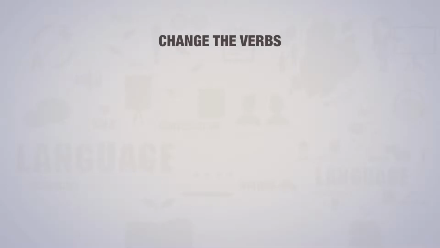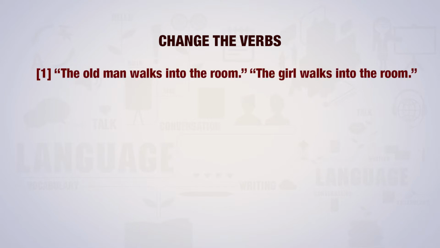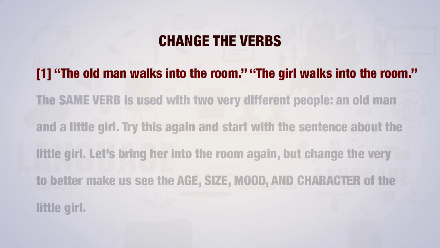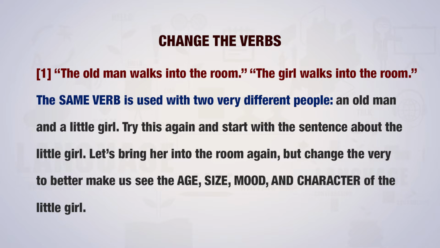Now let us look at changing sentences as a part of creative writing. For example, a man has walked into a room and a girl has walked into a room. And you have sentences like, the old man walks into the room, the girl walks into the room. The same verb is used, but there are two different people.